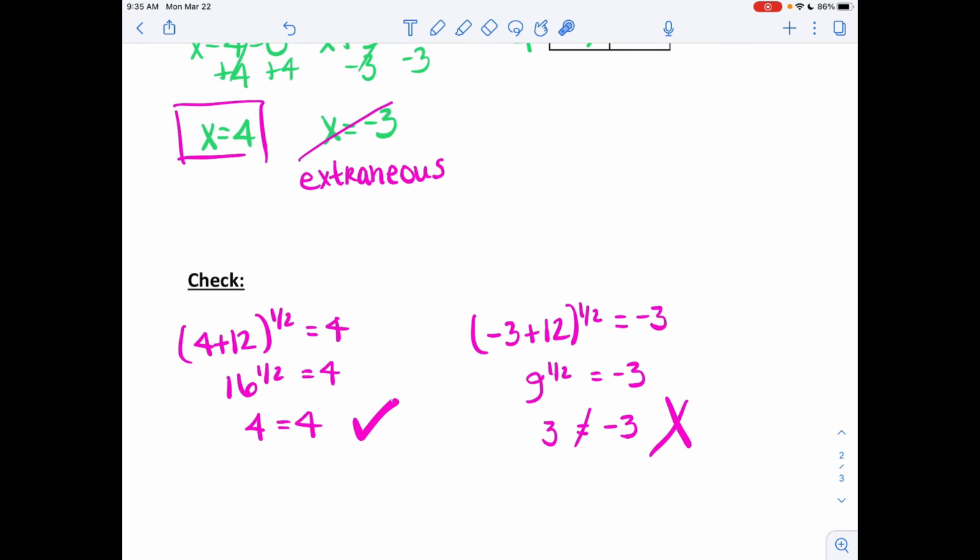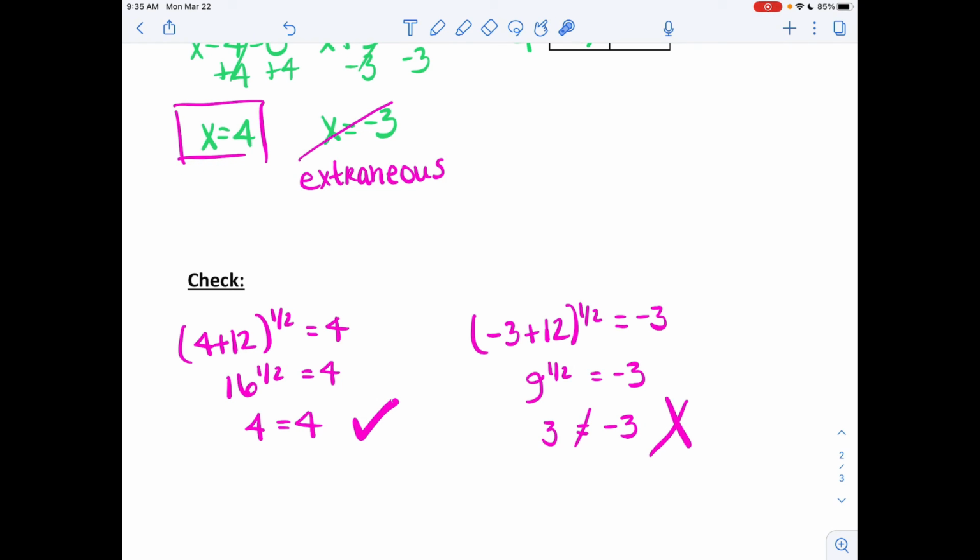I plug a 4 back into the very original equation, or actually I plugged it into the equation after I moved x to the other side, and that's fine too. 4 plus 12 to the 1/2 power is equal to 4. 16 to the 1/2 is equal to 4. You can either put this into your calculator or know that a 1/2 power is the same as a square root. Square root of 16 is 4, and 4 equals 4. So x equals 4 can be boxed as an answer.